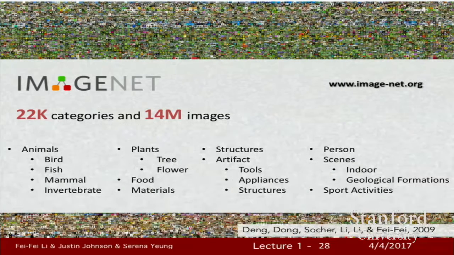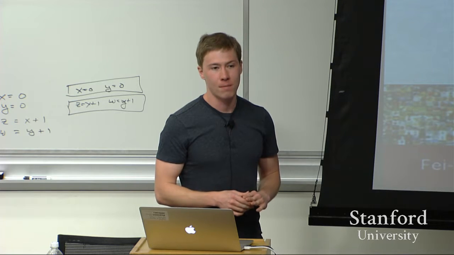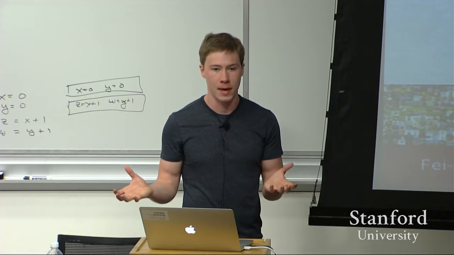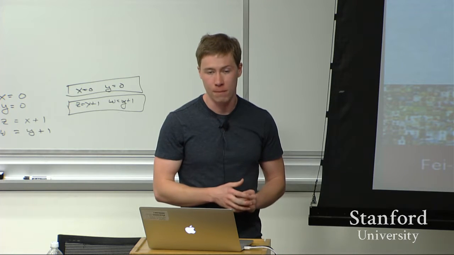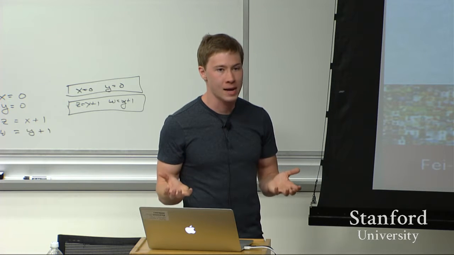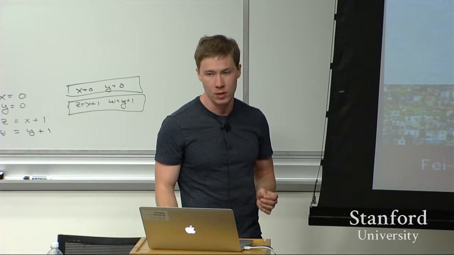And I promise you, it wasn't grad students who labeled all these things. That would have taken a while. They used Amazon Mechanical Turk to crowdsource this over workers on the internet to collect many annotations of many images. This was hugely influential. This was orders of magnitude bigger than the Pascal VOC that we saw on the previous slide.